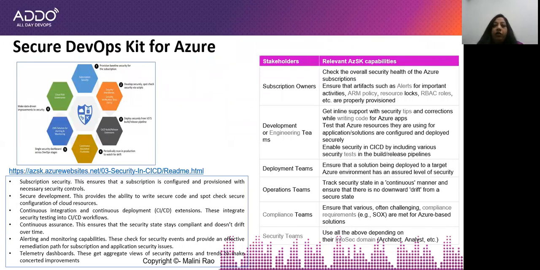Secure DevOps Kit for Azure is a really good solution, I would say, when it comes to Azure environment. Basically, it offers subscription security, it offers secure development, it offers continuous integration and continuous deployment extension. It offers continuous assurance, alerting and monitoring capabilities, and telemetry dashboards. So everything that we were mentioning as part of the best practices, you see it's there integrated in Secure DevOps Kit for Azure. So it's quite good, I would say. And these are some of the stakeholders who can actually benefit by using Secure DevOps Kit for Azure.